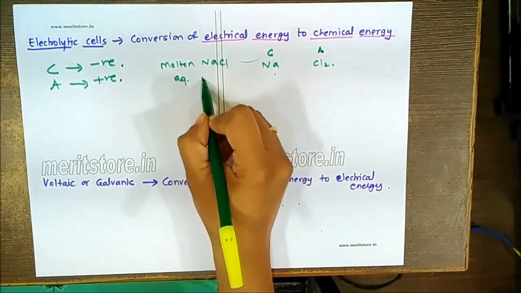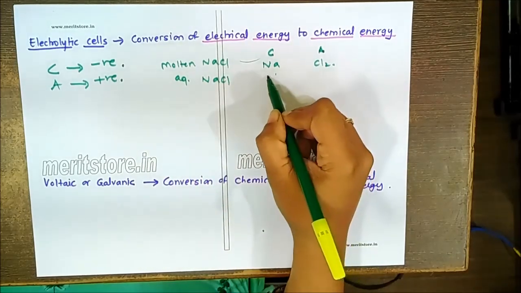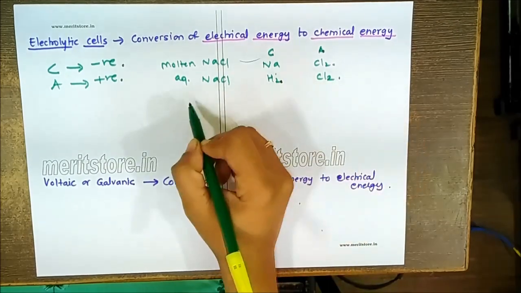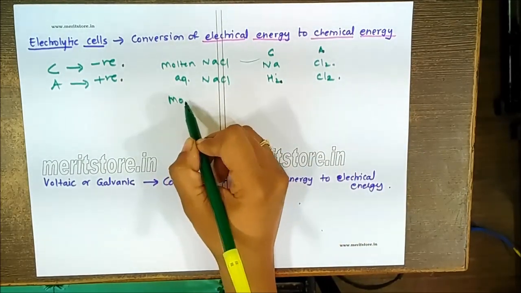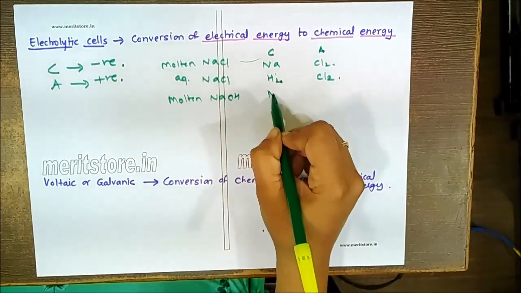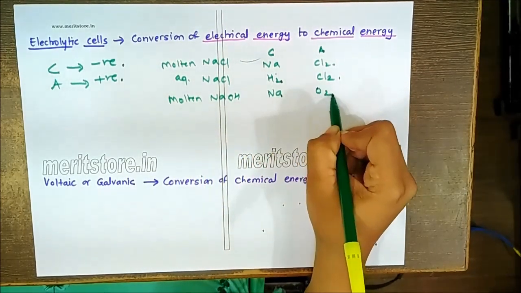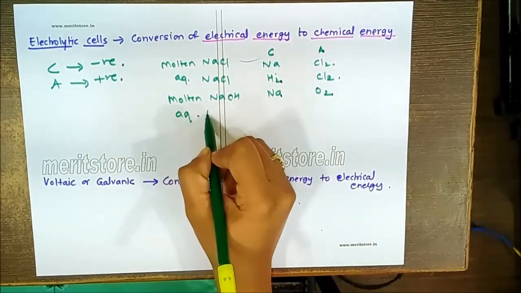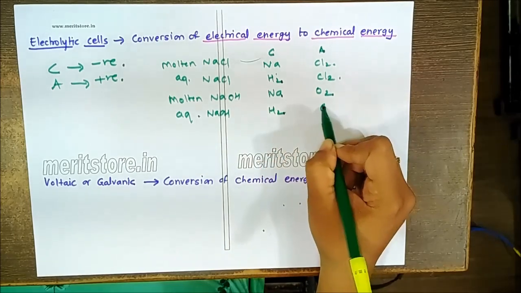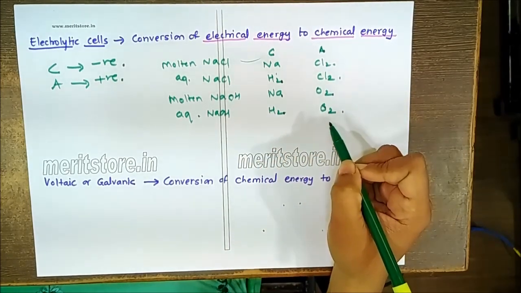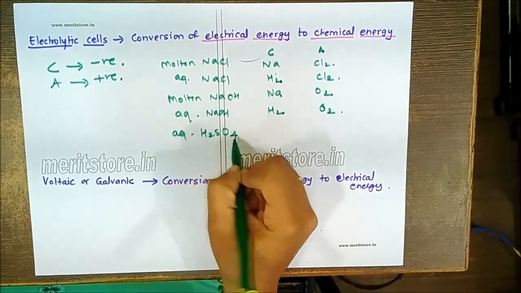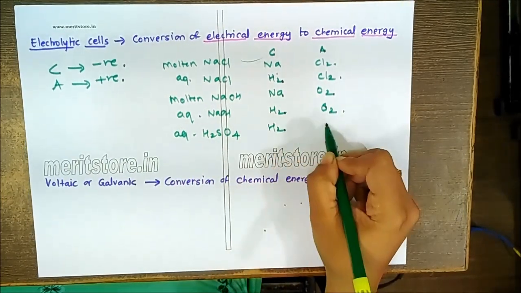Instead of this, if I take aqueous NaCl, then I'll get hydrogen gas at the cathode and chlorine gas at the anode. If I take molten NaOH, here I'll get sodium at the cathode and oxygen at the anode. But if I take aqueous NaOH, then I'll get hydrogen at the cathode and oxygen at the anode. One of the important examples to remember is aqueous H2SO4, where you will get hydrogen gas at the cathode and oxygen gas at the anode.